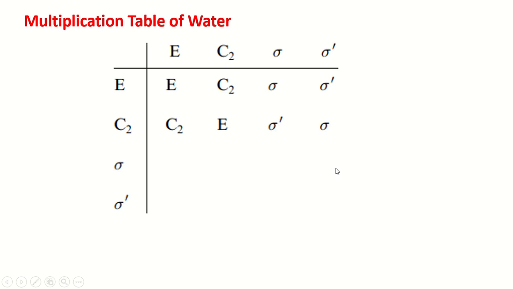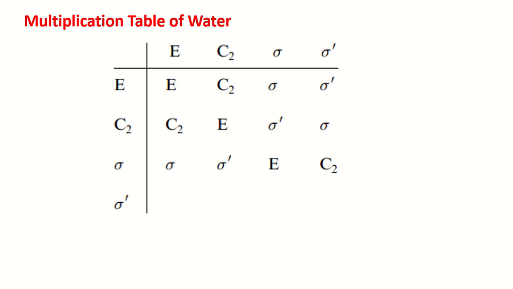Here is the complete description. First, sigma with E is equal to sigma, sigma with C2 is equal to sigma dash. Sigma commuted with sigma is equal to identity E, while sigma commuted with sigma dash is equal to C2. So here is the complete description to construct the multiplication table of water. The last is sigma dash.